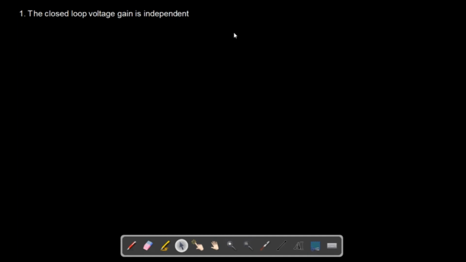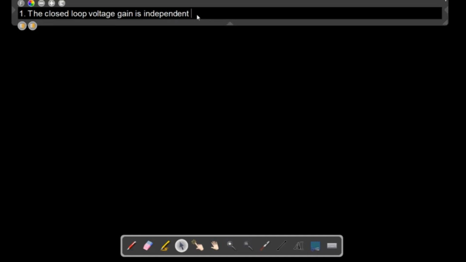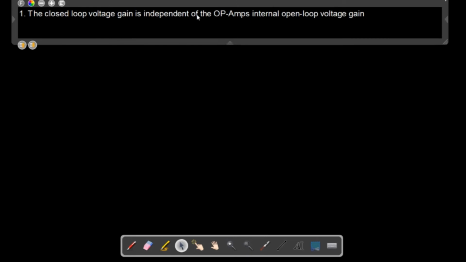So if you don't have any kind of feedback circuit, that means we are basically talking about an open loop. OpAmp's internal open loop voltage gain. So open loop voltage gain and closed loop voltage gain is something which we have already discussed, so please refer back to that. So the closed loop voltage gain actually does not depend on that open loop voltage gain in this particular case.